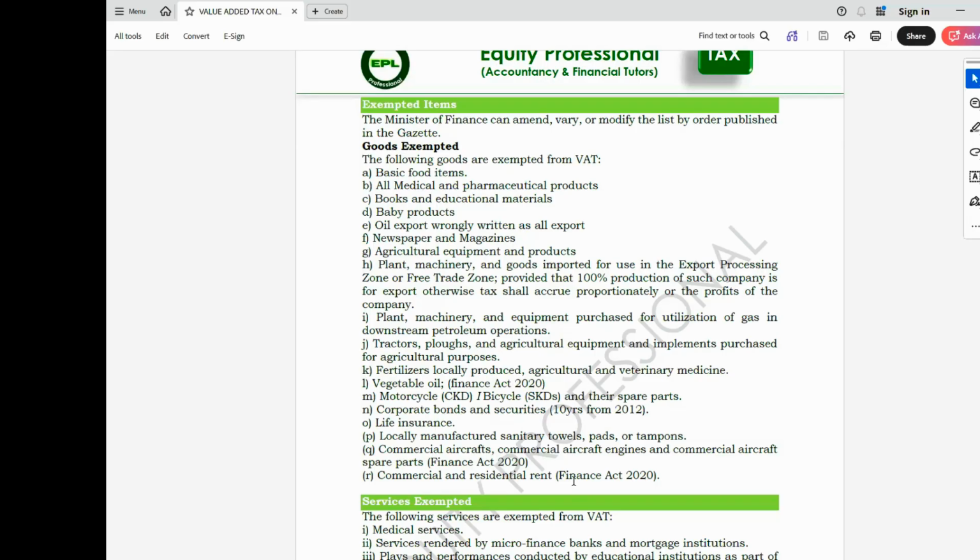Basically, when I was defining goods and services, we made mention of excluding land and building. Rent has been excluded as an item that attracts value added tax, it has been exempted. Before now, it usually caused a lot of dispute between the tax authority and the taxpayer.